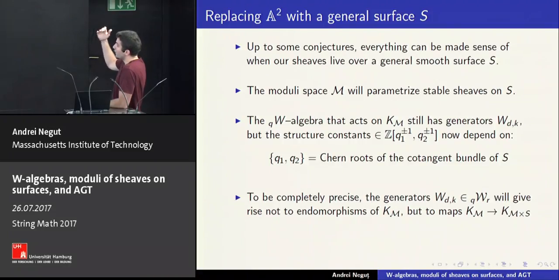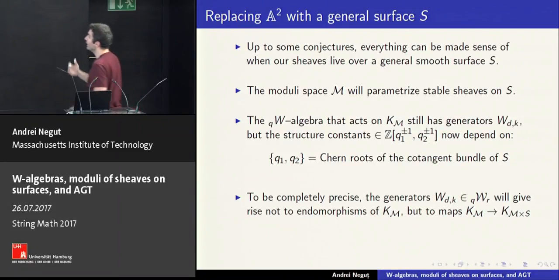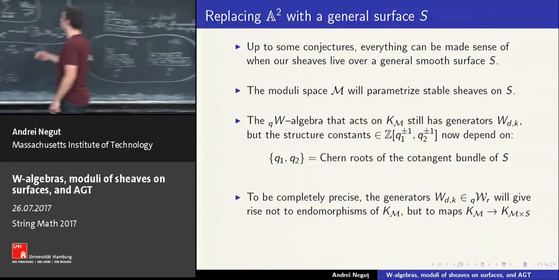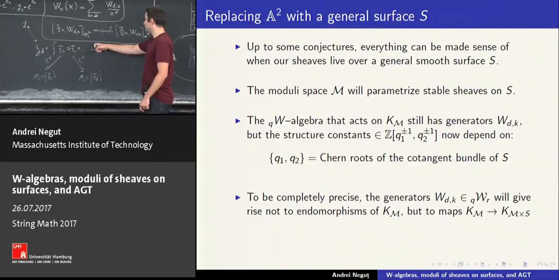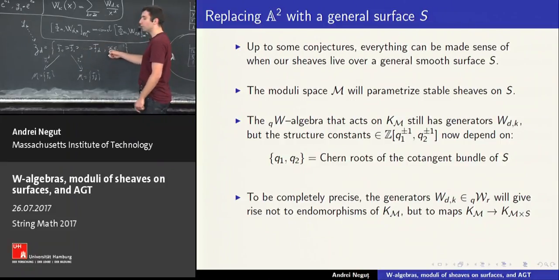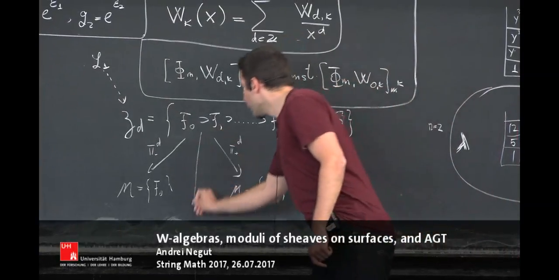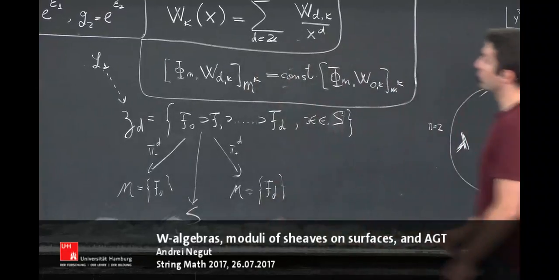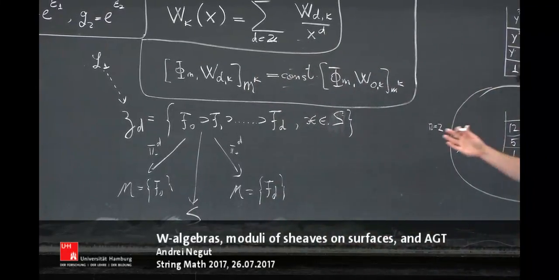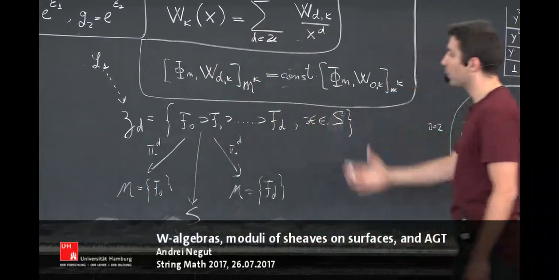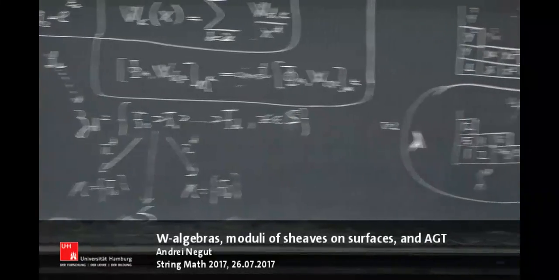the generators WdK of the W-algebra do not give you a single endomorphism of K-theory. Instead, they give you maps from the K-theory of M to the K-theory of M times S. And that's actually a common feature when you have correspondences, because in the correspondence ZD, you have this big flag of sheaves, but you also have a point on the surface S. And because you have this point, you have a third projection map from this correspondence to S. You can use this correspondence to produce an operator from the K-theory of M to the K-theory of M times S.